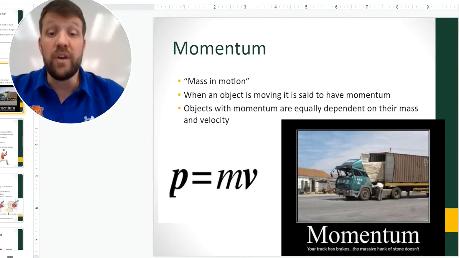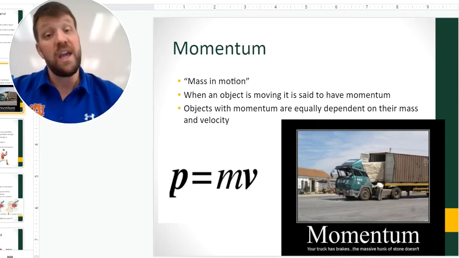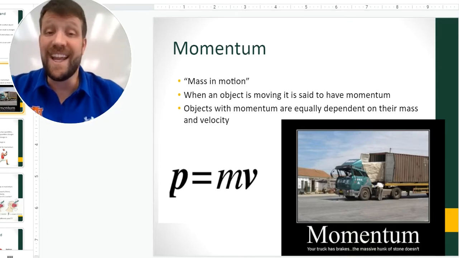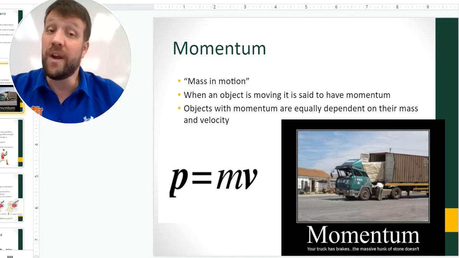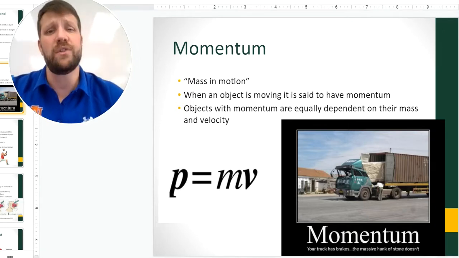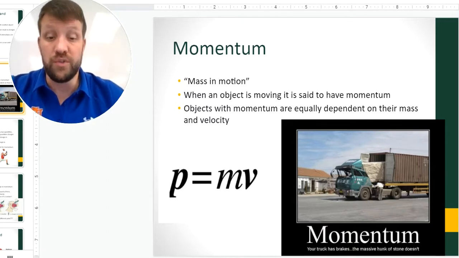Objects with momentum are equally dependent on their mass and velocity. If you remember back with kinetic energy, it was not equally proportional. Velocity was squared in that case. In this case, it will be equally proportional. So this really is just a different way of looking at the kinetic energy of an object, with mass and velocity equally proportional to each other.